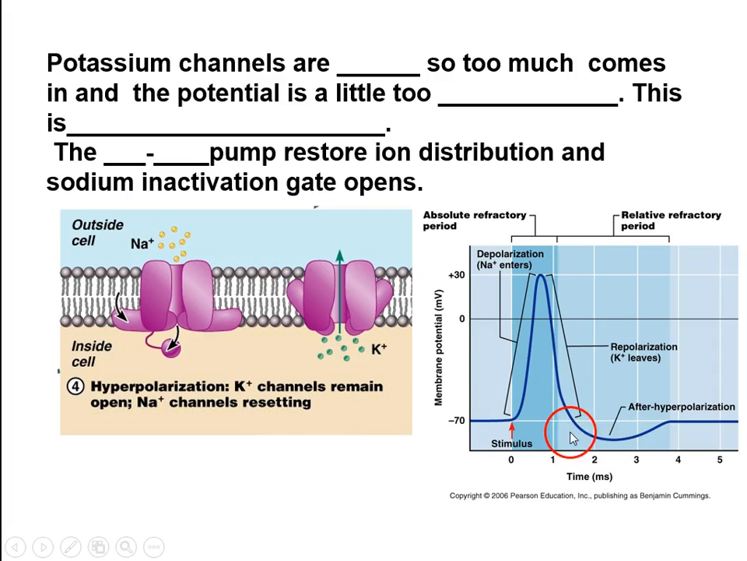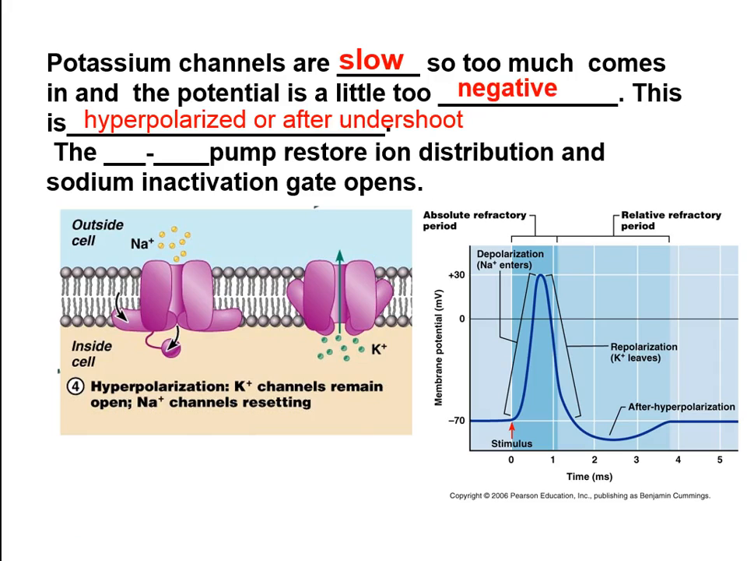We call that afterhyperpolarization, or after undershoot, and so then the sodium potassium pump is going to be working and bring us back up to our negative 70. So potassium channels are slow, so too much leaves and the potential is a little too negative. This is hyperpolarization, but it is the sodium potassium pump that will restore it. Remember, we have 3 sodiums that are pulled out and 2 potassiums are pulled in.